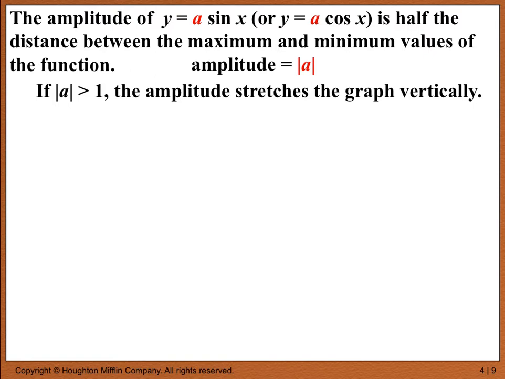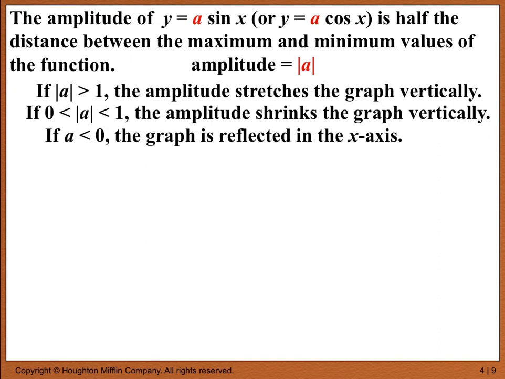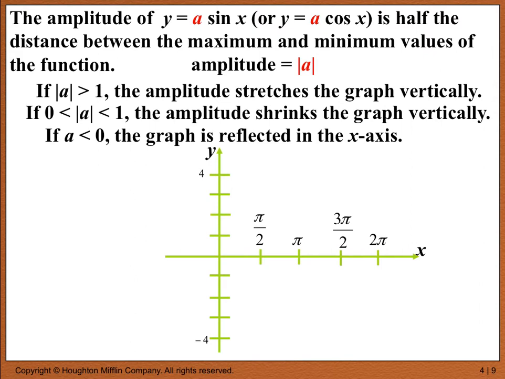If the absolute value of a is greater than 1, the amplitude stretches the graph vertically. Remember, we've done vertical stretching before. If 0 is less than absolute value a is less than 1, the amplitude shrinks the graph vertically, and we've done vertical shrinking before. It's the same principle. If a is less than 0, the graph is reflected in the x-axis. Okay, and we've also done that before, like when we were doing quadratic functions, if you're dealing with the standard form, a(x minus h) squared plus k, the sign of a determines whether it points up or down. All right, let's look at some examples.